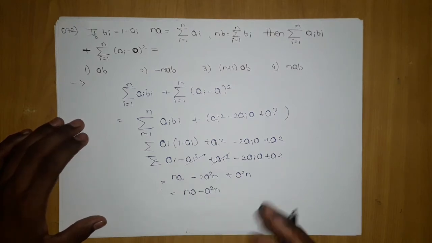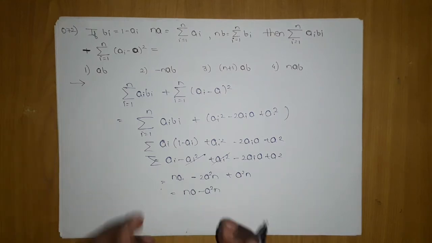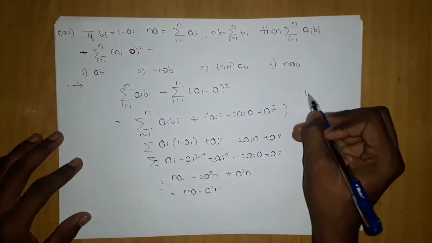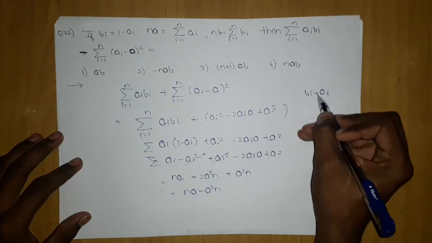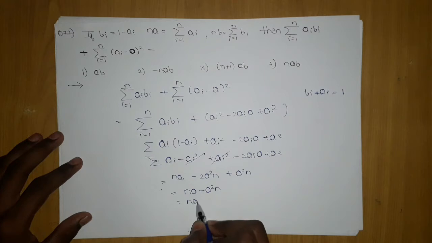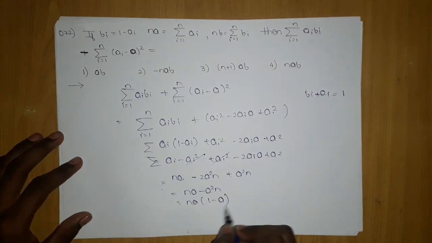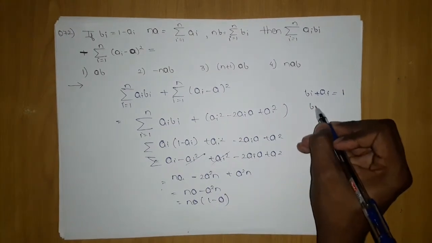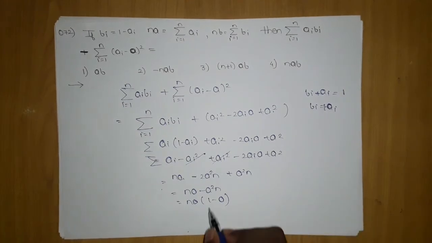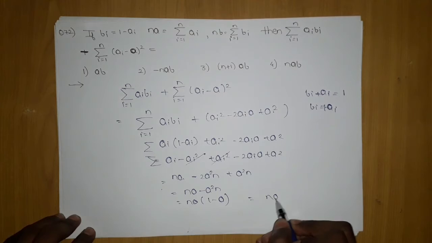Now here you will get stuck if you don't have common sense. If you observe this equation, ai plus ai, bi plus ai is equals to 1, and if you take na common, you are getting nothing but 1 minus ai. So 1 minus ai is nothing but bi. You can see it is true for all numbers, so for one number it is also true. So 1 minus a is nothing but na into b.